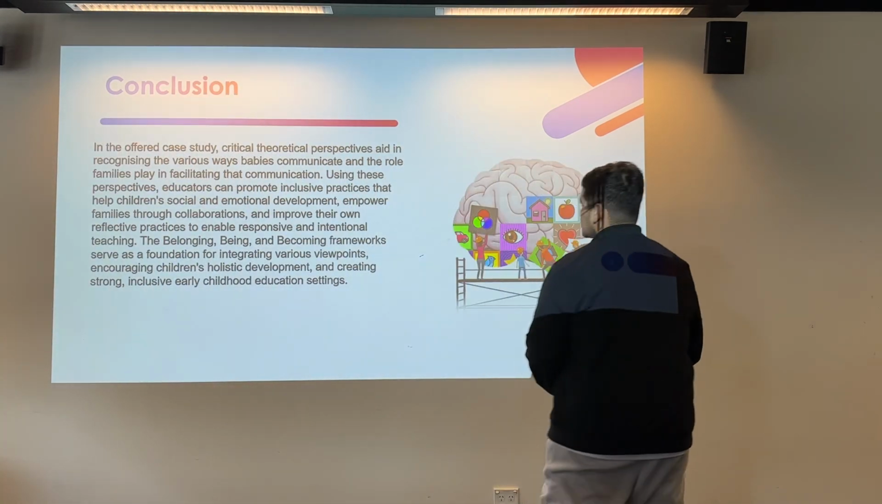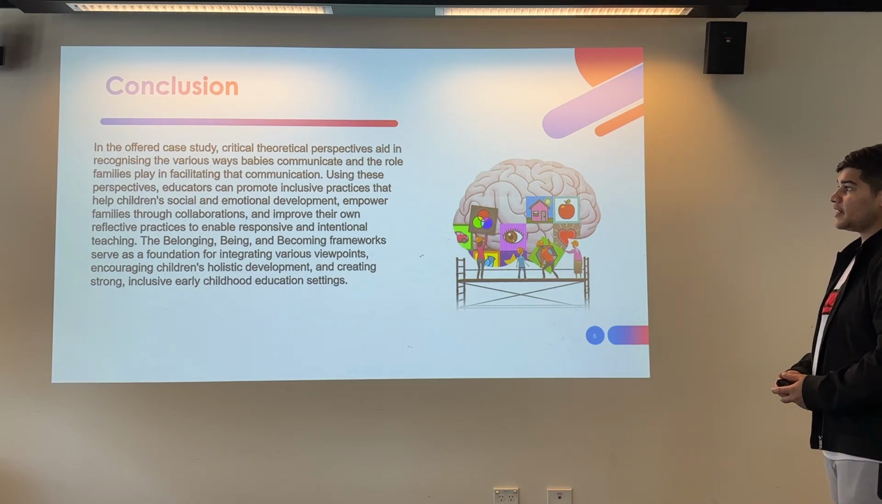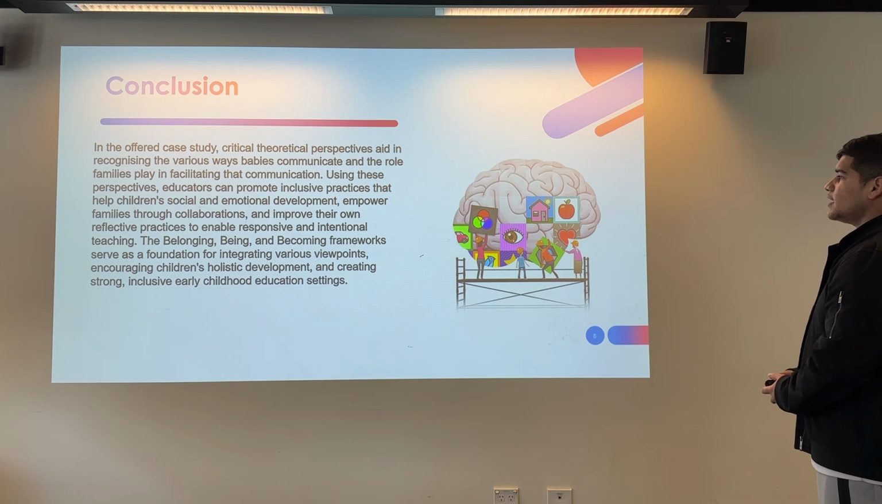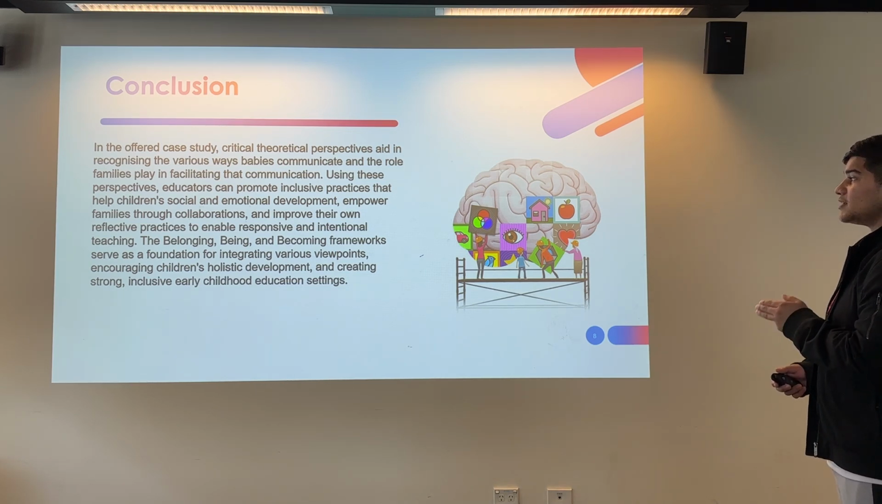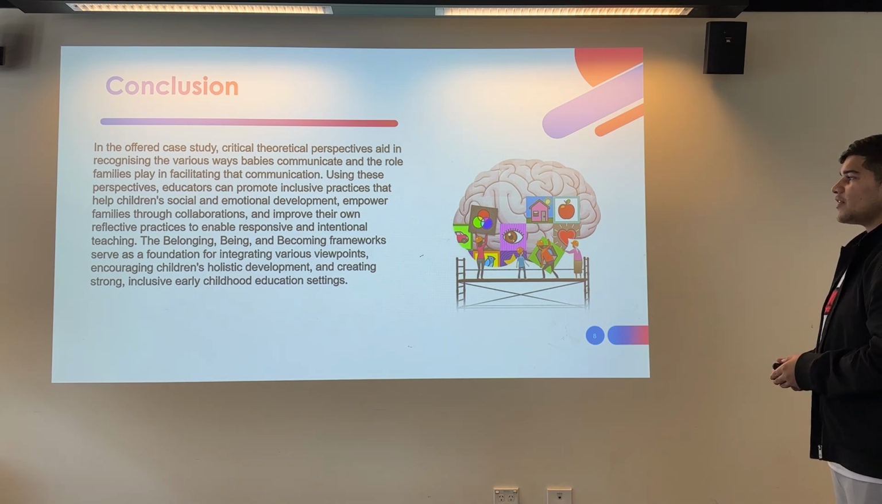For the conclusion, in the Oxford case study, critical theoretical perspectives aid in recognizing the various ways we communicate and the role family plays in facilitating that communication. Using this perspective, educators can promote inclusive practices that help children's social and emotional development, empower families through collaboration, and improve their own reflective practices too, enabling responsive and intentional teaching. The Early Years Learning Framework serves as a foundation for integrating various viewpoints, encouraging children's holistic development.